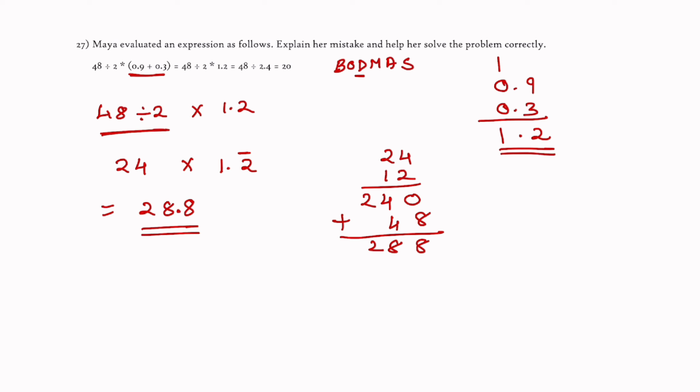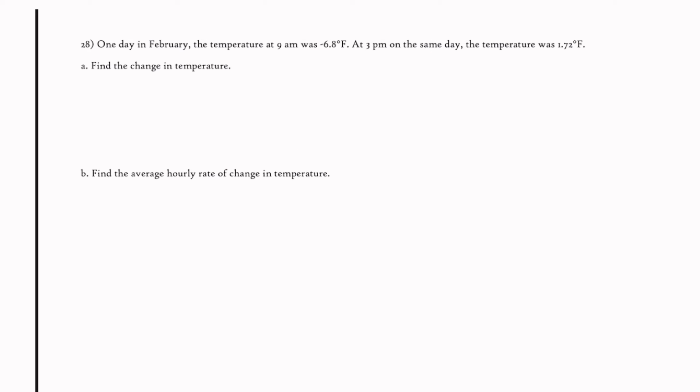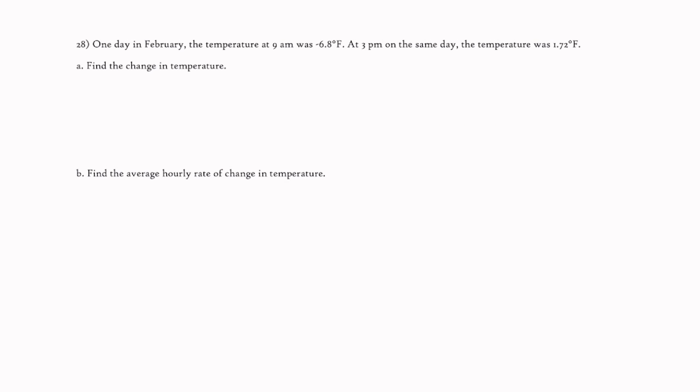48 divided by 2 times this. Okay, this step is right. We have the same step here. Now what happens? What did she do? She did this part first. She went to multiplication first, and that's where she ended up making the mistake. Remember BODMAS very well. Next, 28. Wow, it's going super fast.